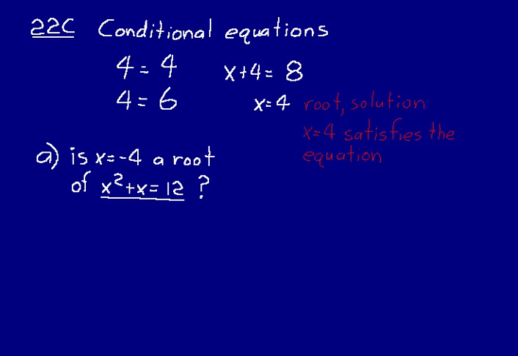So let's just go ahead and evaluate that expression by substituting negative 4 in for x. And so we would have negative 4 squared plus a negative 4. Now that doesn't really look like it's going to equal 12, but let's just keep going here. Negative 4 times negative 4 would be 16 plus a negative 4. That's minus 4. And so that does equal 12.